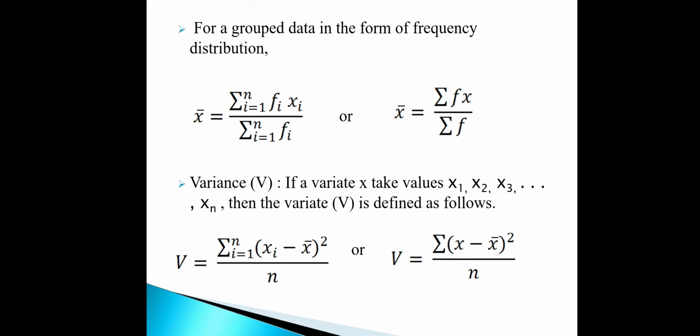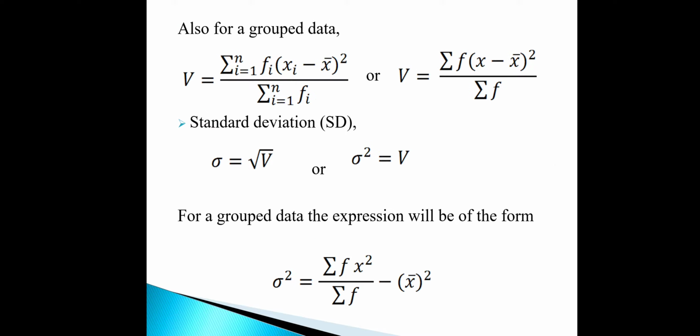Variance v: if variate x takes values x1, x2, x3 up to xn, then the variance v is defined as v equal to summation of (x minus x bar) whole square divided by n. All these you have already studied. Next, again for grouped data, variance is defined using the formula summation of f (x minus x bar) whole square divided by summation of f.